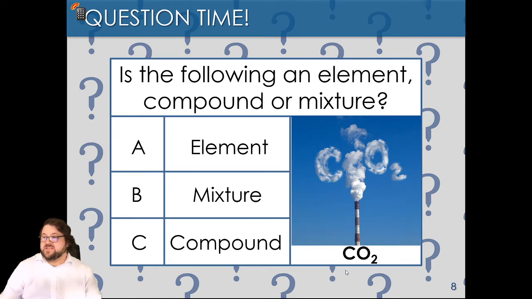So carbon dioxide, a carbon and 2 oxygen atoms. This is a compound then. I've got 2 different elements in there. It's not just carbon, it's carbon and oxygen. So this one is C, a compound.